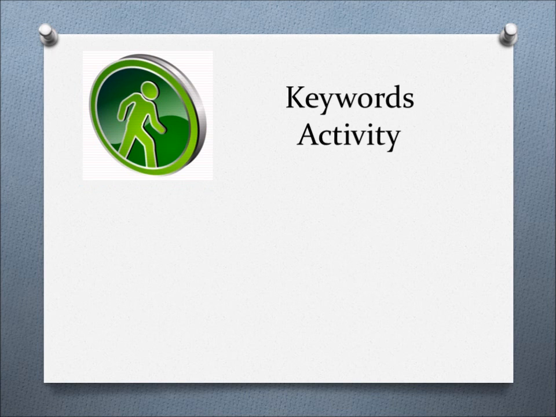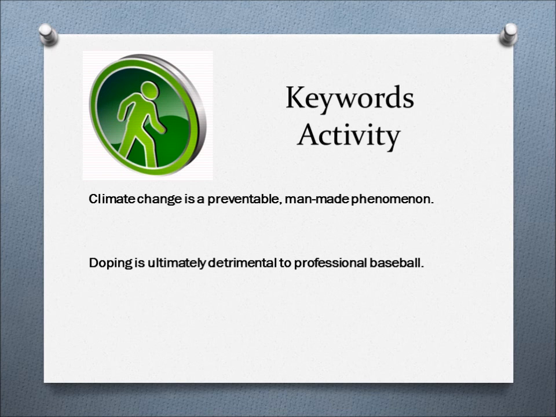Keywords activity. Try to derive some keywords from each of these topics. Climate change is a preventable man-made phenomenon. Doping is ultimately detrimental to professional baseball. Illegal drug use encourages gang violence. Pause this video while you jot down some examples of keywords for each of these topics. Don't forget to think of different ways of using the same concept in order to derive more terms for searching. Press play when you are satisfied that you have derived some good, searchable keywords.